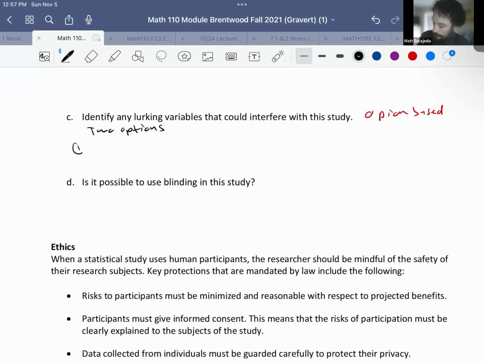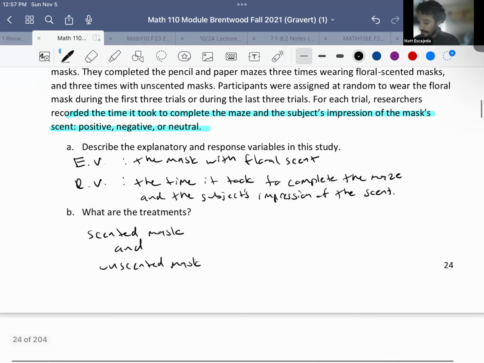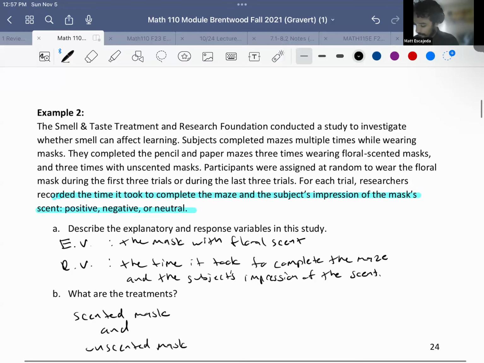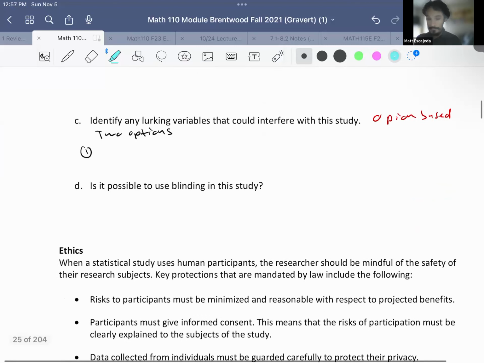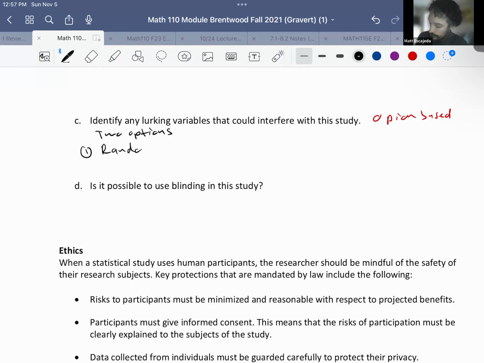One being this is a random assignment, like as the question says. Assigned at random. So we could say random assignment eliminates any lurking variables.